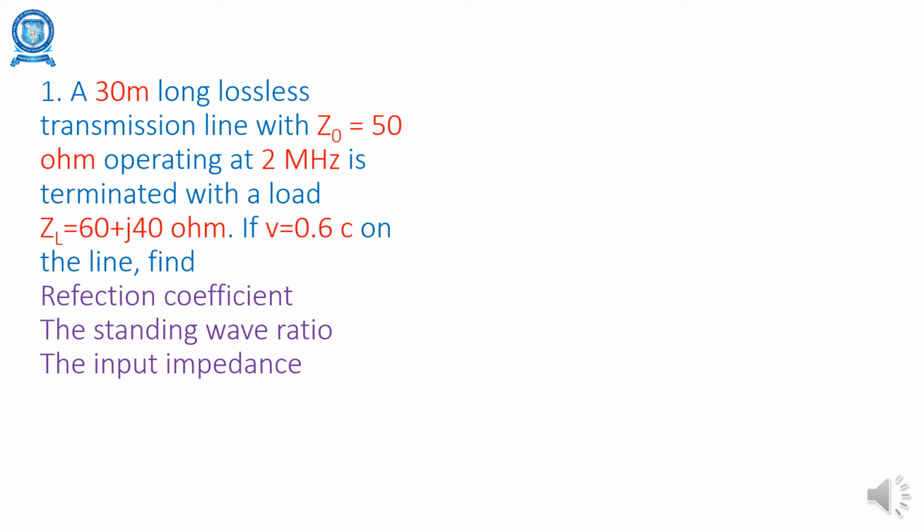First Smith chart problem: a 30-meter long lossless transmission line with Z0 equal to 50 ohm, operating at 2 megahertz, is terminated with a load ZL equal to 60 plus j40 ohm. If v is equal to 0.6 c on the line, find the reflection coefficient, the standing wave ratio, and the input impedance. The first step is to find the normalized load impedance.